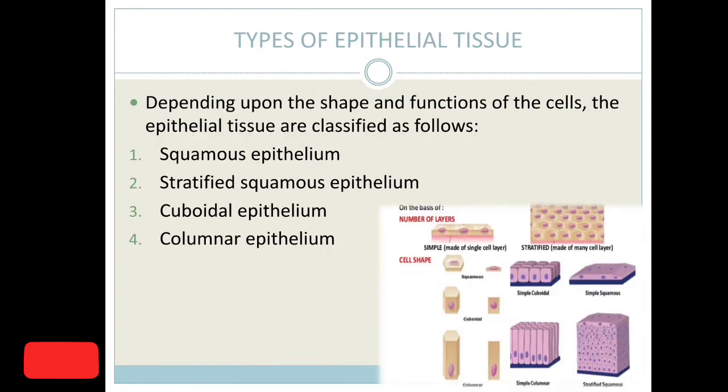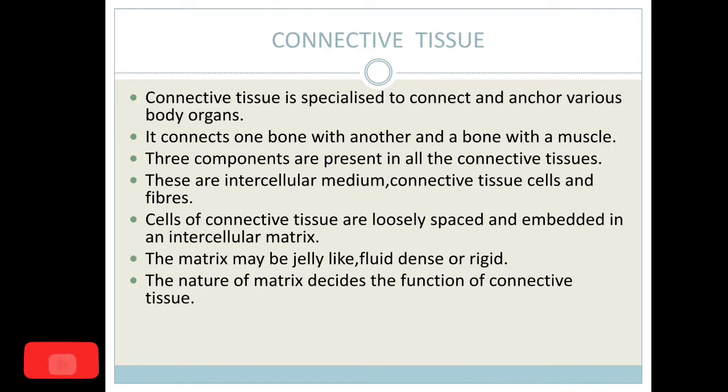Here the four main important types are the squamous epithelium, stratified squamous epithelium, cuboidal epithelium, and columnar epithelium. So these are the four main types. The next type of tissue is the connective tissue. From the name itself we can find out what type of tissue this is. It connects, or we can say it anchors, the various body organs.